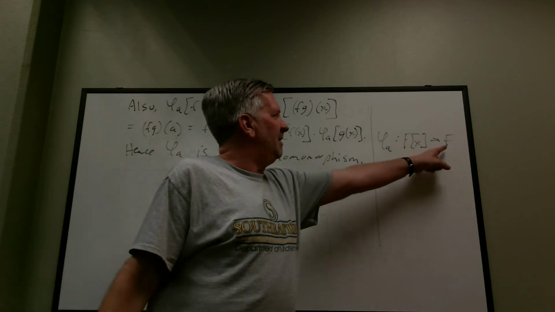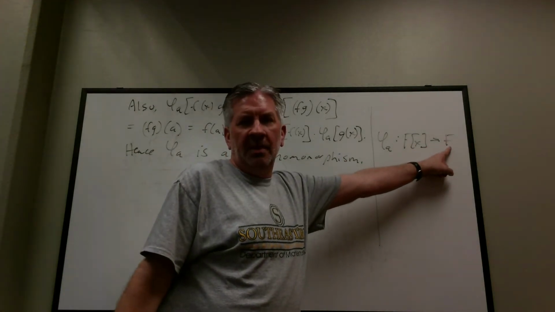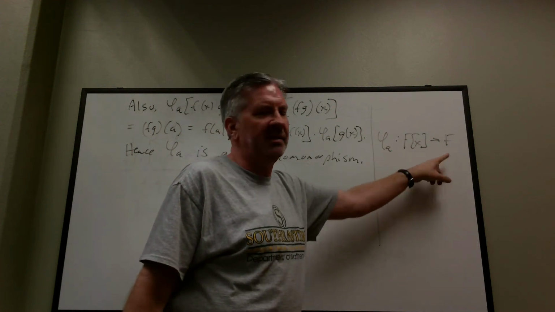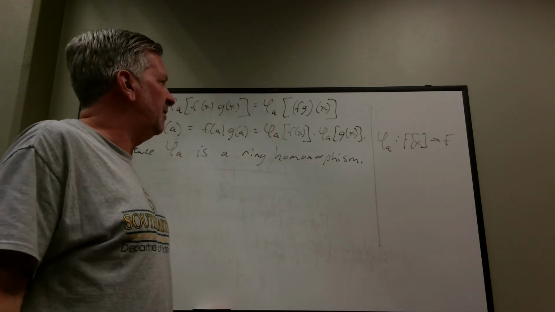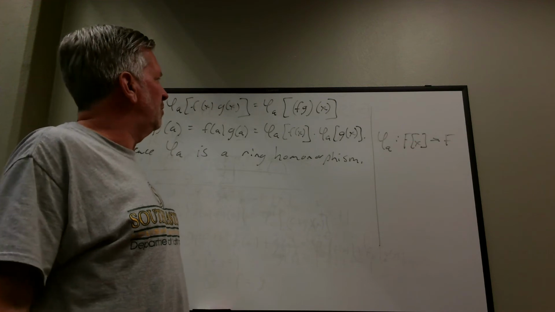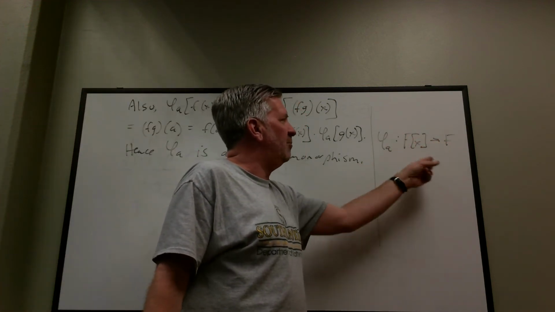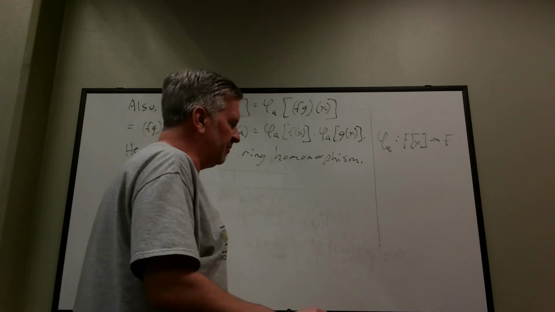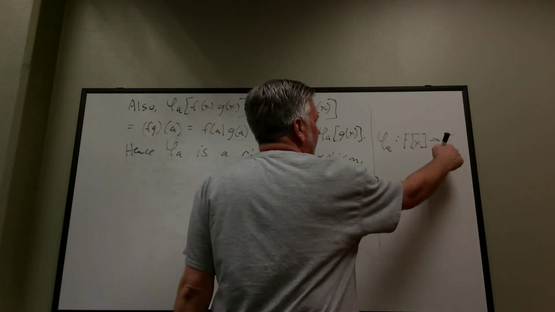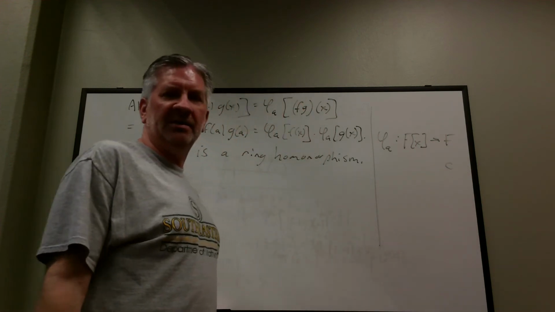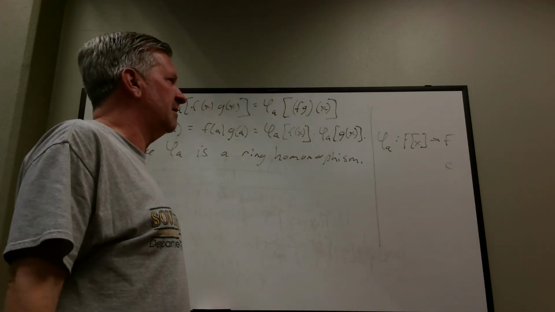You pick an element in the codomain and you find something in the domain that maps to it under phi sub a. So you start with something arbitrary in here, find a polynomial that will map to it. Well, let me just do some scratch work here. Let me pick something over here in F, say c. I'm just picking c, for constant.